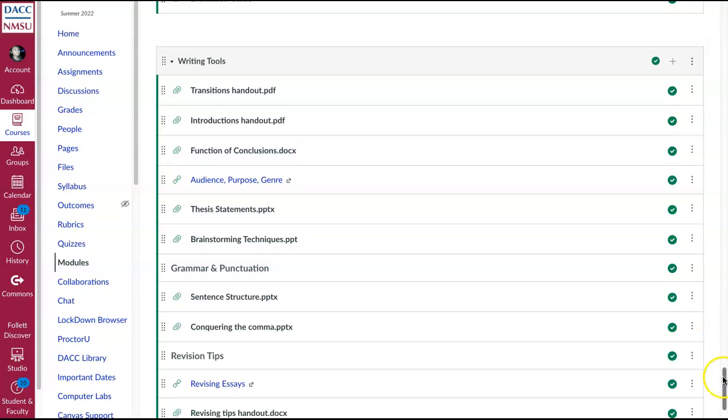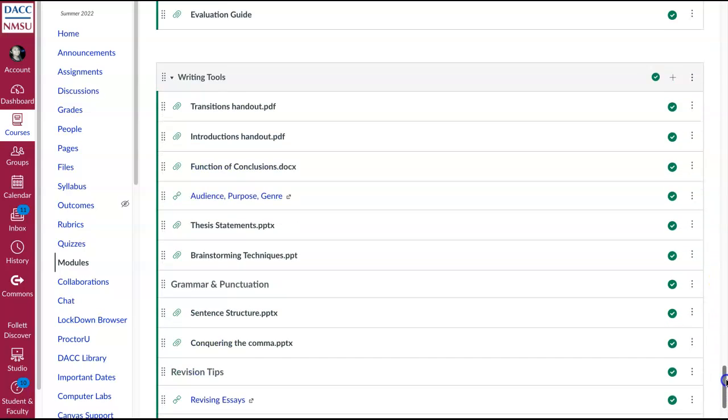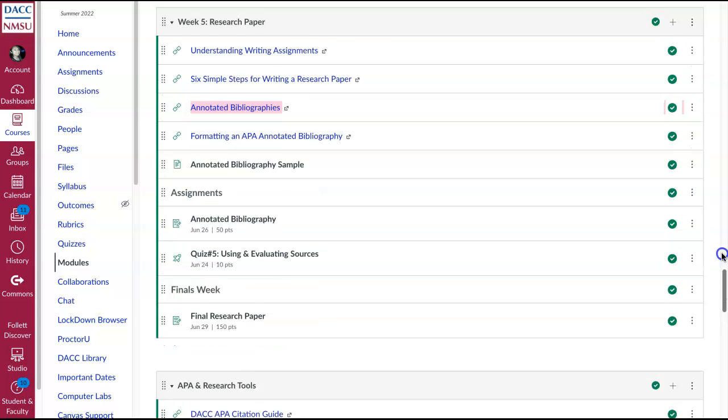Now that one, it just basically consists of handouts and PowerPoints that could help you with your writing. This is a module that I also use in my composition classes. So if you have problems with comma splices, run-on sentences, I have a PowerPoint on sentence structure to help you. If you have issues with commas, definitely go ahead and look at this PowerPoint. When it comes to revising your essays, conclusions. So this one is really, like I said, not assigned during a specific week, but it's definitely there for you to look at.